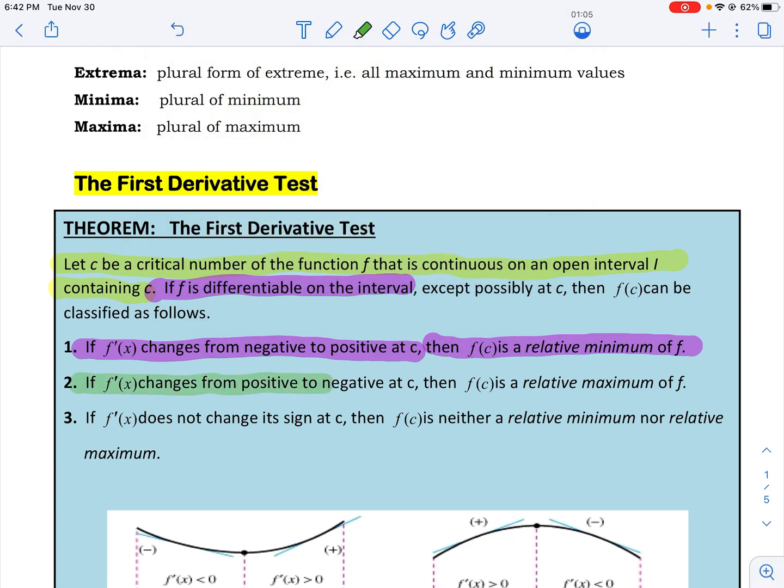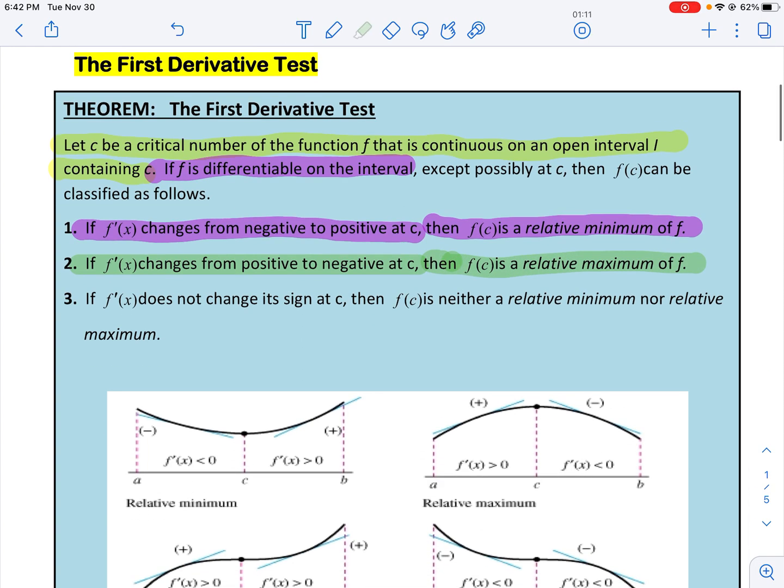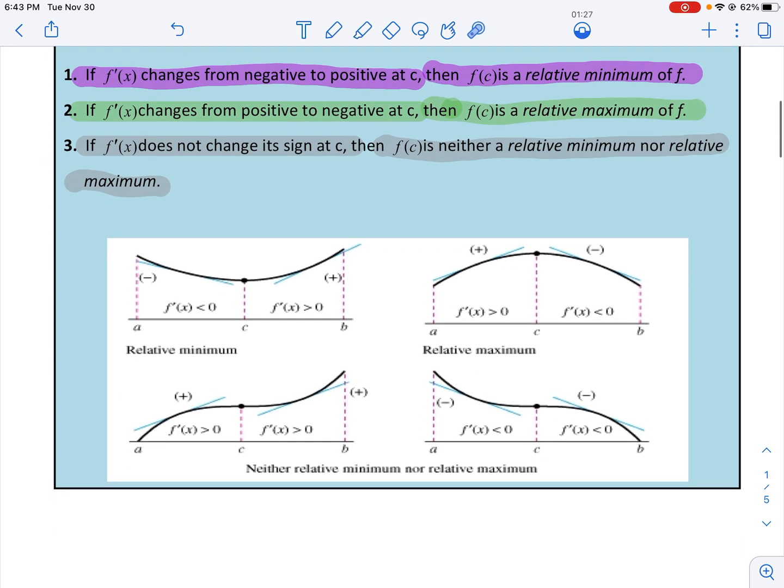If f prime of x changes from positive to negative at c, then f of c is a relative maximum. If f prime of x does not change its sign at c, then f of c is neither a relative minimum nor a relative maximum. So let's take a look at these diagrams here. Do you see that my slopes are negative? So f prime of x is negative, and then here my slopes are positive, so f prime of x is positive. So the first derivative is changing from negative to positive, so there's a relative minimum.